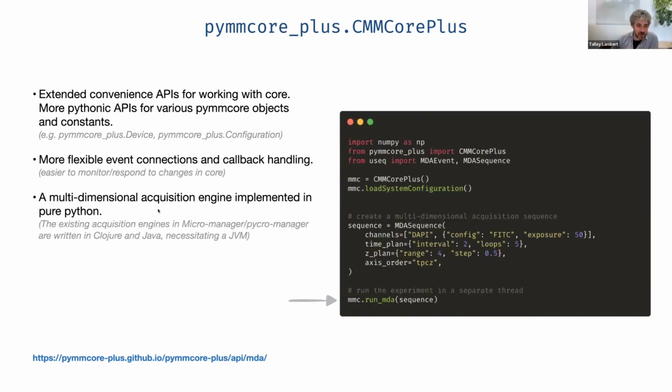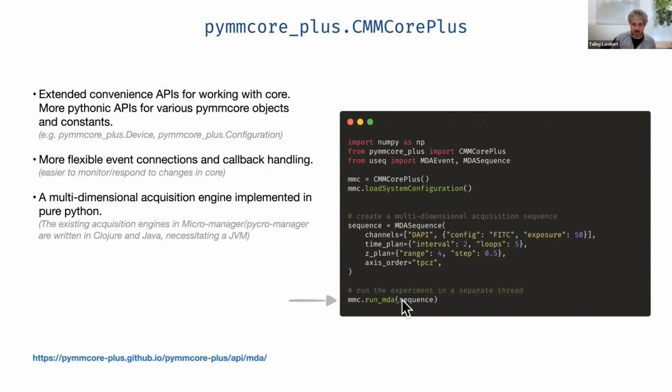Now, as I said, there's also a multi-dimensional acquisition engine. The way this works is with this run MDA method. I will talk about this object more in a bit. This is from useq-schema, one of the 4 libraries I'm mentioning today. For now, I will just mention that it is a declarative way to define a sequence of events. It looks obvious here. I'm setting up a sequence with a couple channels. In one of them, I'm customizing the exposure, and the other one, I'm just calling the channel. I've got a time plan where I'd like to take 5 loops with an interval of 2 seconds, and so you get the point, right?